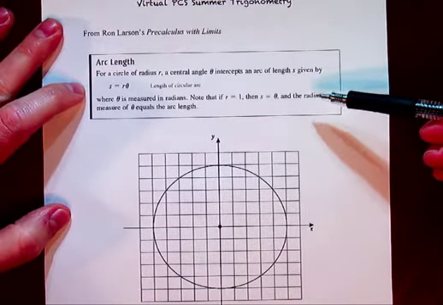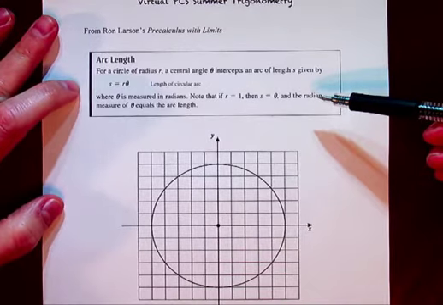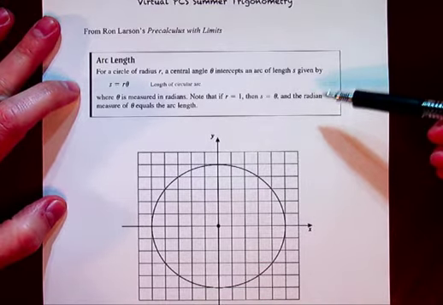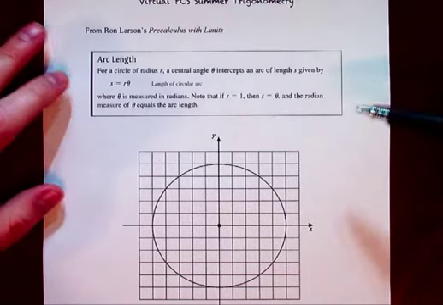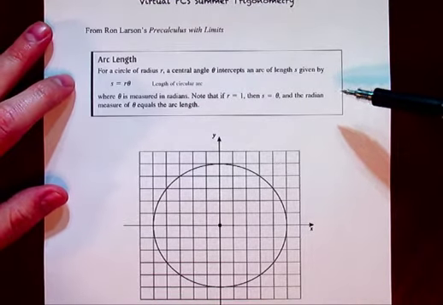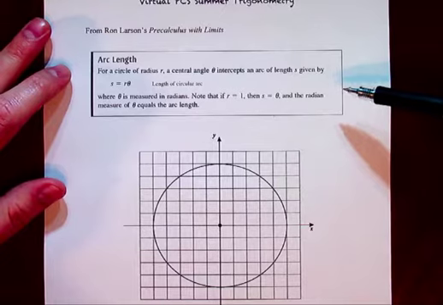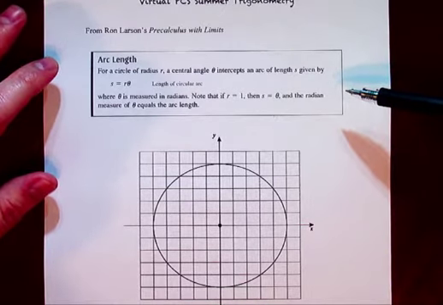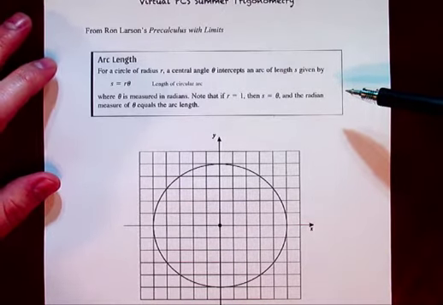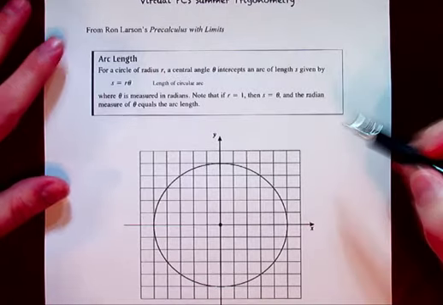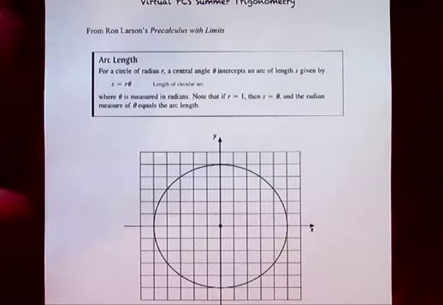Now, we've already touched on this a little bit when we were talking about the definition of radians, or my quote-unquote better way of thinking about radians, because we talked about how circumference was merely one special case of arc length, okay? And notice here that the way that they have defined arc length, for a circle of radius r, a central angle theta intercepts an arc of length s given by s is equal to r theta.